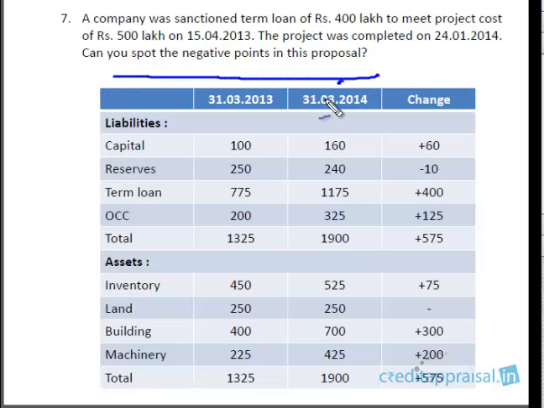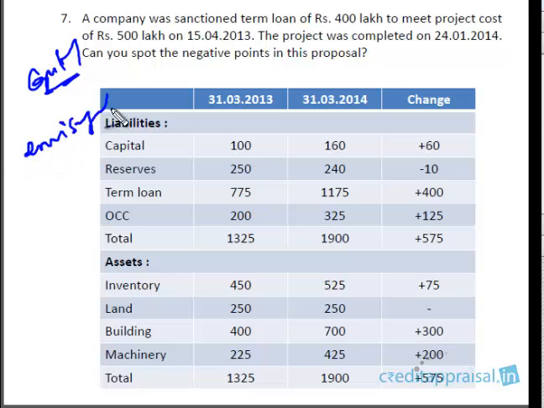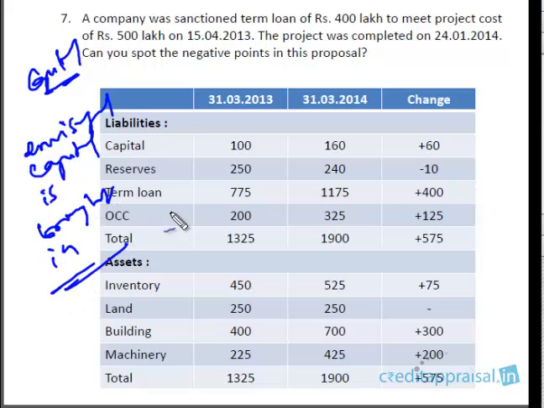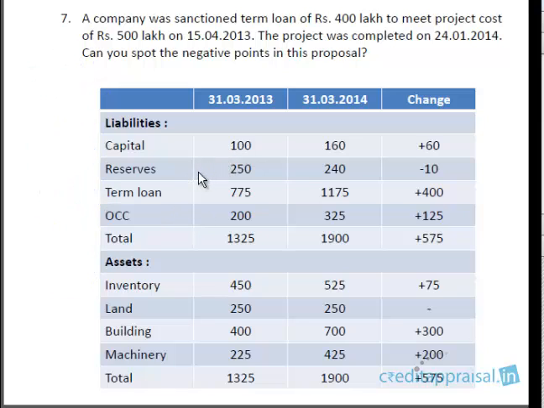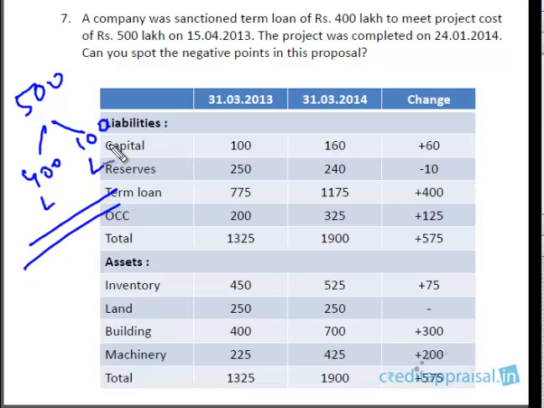So what are the negative points? This again we discussed under capital, right? In capital we discussed one very important point, that you have to always ensure that the envisaged capital, the borrower's margin, is always brought in. You have to ensure whether the promoters have brought in the envisaged capital. Let us see here. The project cost was 500 lakhs. Out of this, the bank has sanctioned 400 lakhs. So the remaining 100 lakhs the promoters have to bring in.